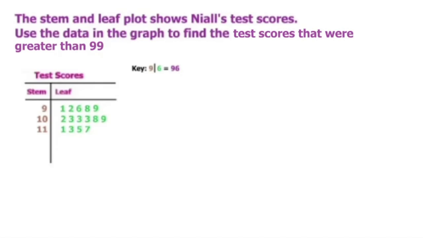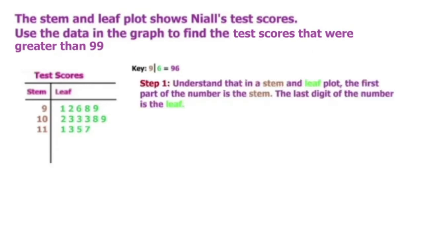In this video, I'm going to teach you how to interpret a stem and leaf plot. So if we have a problem like this that says the stem and leaf plot shows Niall's test scores, use the data in the graph to find the test scores that were greater than 99. And the key is when you see a 9 and a line and then 6, that equals 96. So the key is important because it helps you understand how to read the stem and leaf plot.